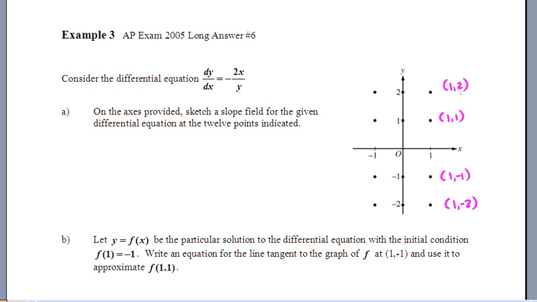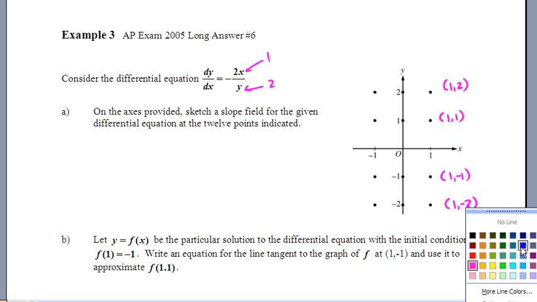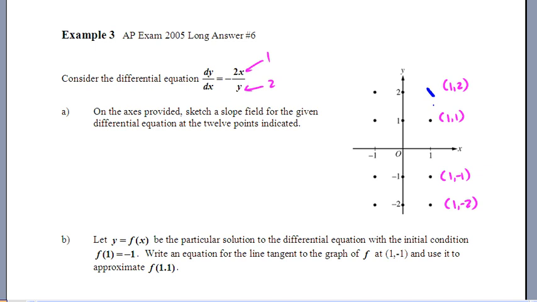I'm going to take those pairs of numbers and put them into this differential equation. So for instance, this first point right here, 1 for x, 2 for y, I'm going to put 1 in for x, 2 in for y, and just see what this does. I would have a negative 2 on top of a 2. Well, that's negative 1. So at this point, my slope field has a negative 1 slope, just down at a 45 degree angle. Let's try this 1, 1 point. Okay, so we'll change this. That's now going to be a 1. That would be negative 2 on top of a 1. So that's negative 2. So right here, the graph just got a little bit steeper. It's got a negative 2 slope to it.